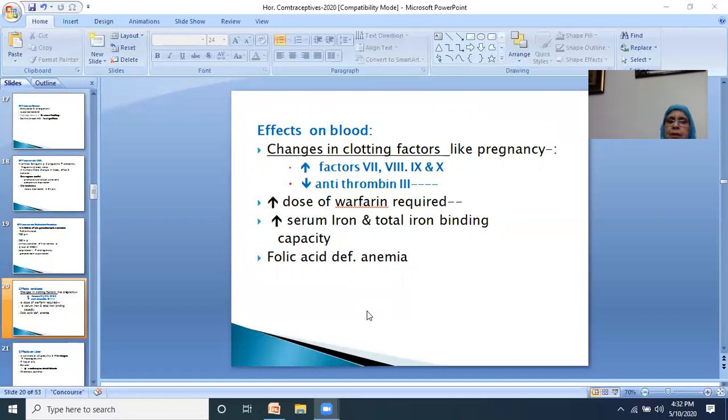Effects on blood are important. There are changes in clotting factors like in pregnancy. There is an increase in factors 7, 8, 9, and 10, and a decrease in antithrombin 3. Remember, antithrombin 3 is a natural anticoagulant, and these changes create a tendency for thromboembolism. An increased dose of warfarin is required to prolong the prothrombin time. Then there is increased serum iron and total iron binding capacity, and folic acid deficiency anemia may occur.